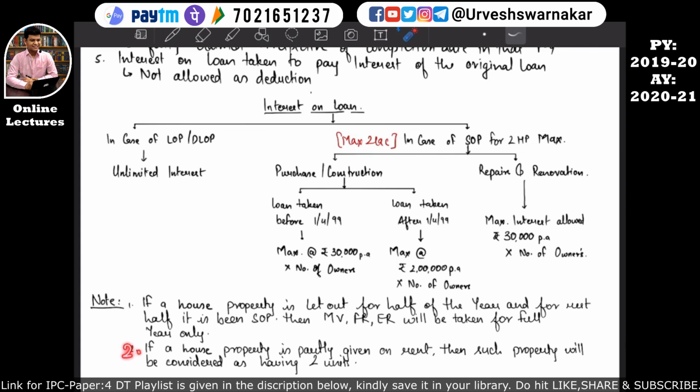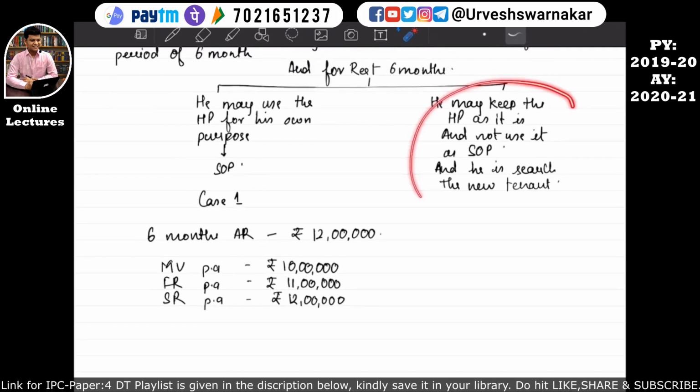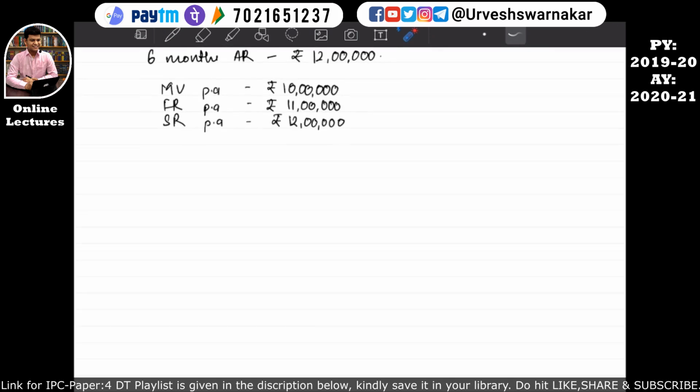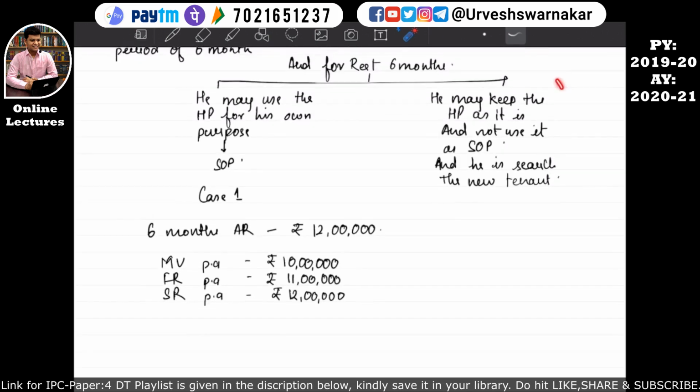The point number 2 of this note says that if a house property is partly given on rent, then such property will be considered as having two house properties. So don't worry, I know I have not taught you this part. Just be patient. Let's understand point number 2 and then we will understand this part.